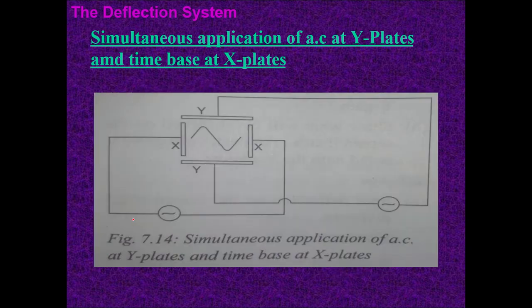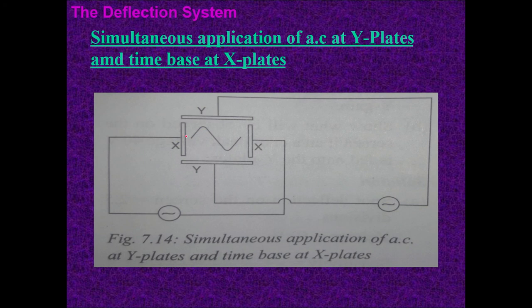In this case, now we have both plates, the X plates and the Y plates together, whereby they shall still serve the same purpose from the advancement of our CRO previously, in which we had them at several points. So simultaneous application of the input voltage at the Y plates and the time base voltage leads to the movement of the spot on the screen in two dimensions, producing a two-dimensional image.